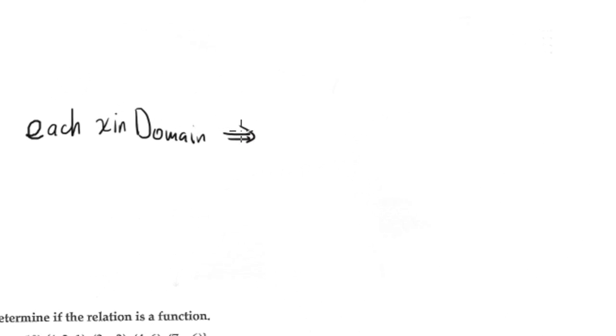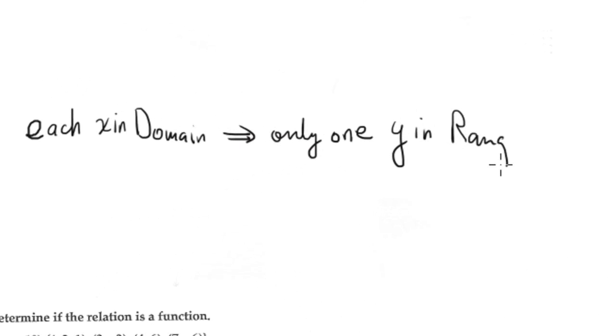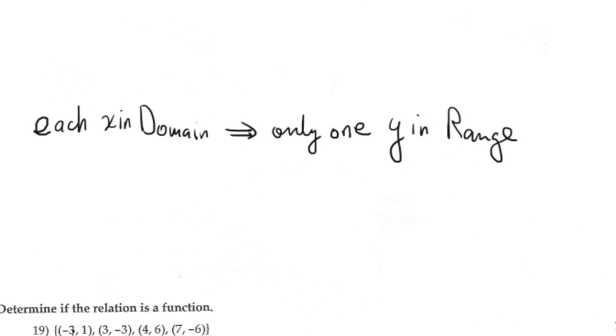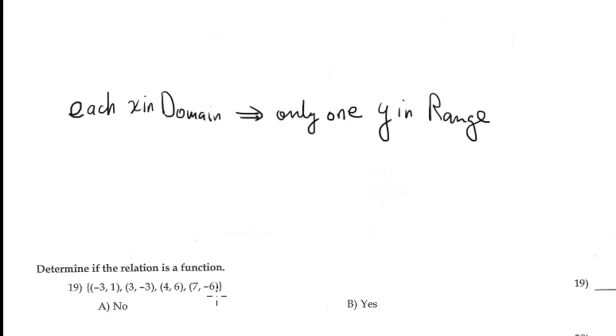19 and 20. Determine if the relation is a function. Okay, in 19, remember the definition of a function. The definition is that each element in the domain, the first set, is associated with only one y in the range, the second set. Nothing is repeated. So it's obvious that yes, it's a function.